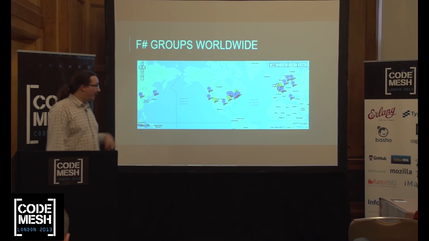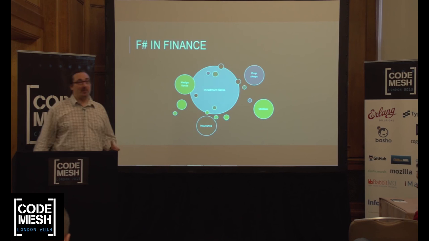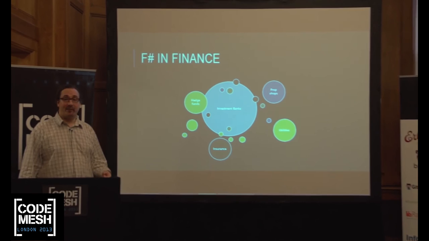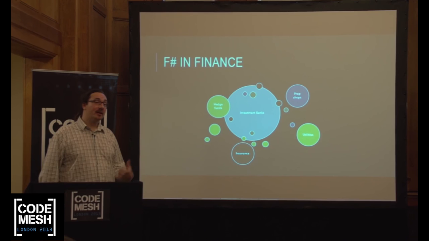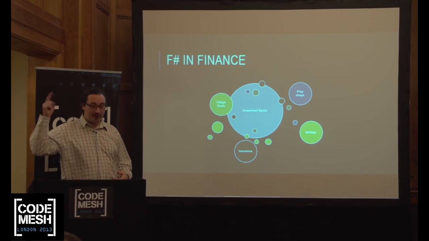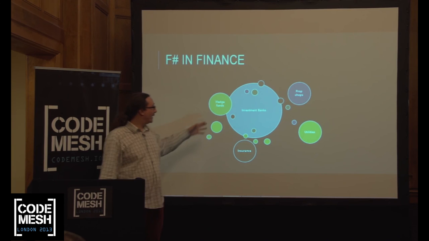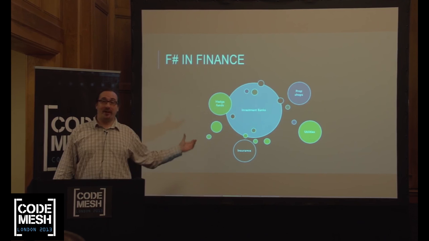The earliest adopters of F-sharp were investment banks. The investment banks, particularly in London, started to adopt F-sharp around 2007, and they pushed to get F-sharp into Visual Studio, and it came out in Visual Studio 2010. So you can just literally do file new project. But the kind of people I meet in the group, we've got quite a lot of hedge funds coming in. Insurance has gone from strength to strength, so you've got a lot of actuaries, prop shops and utilities.